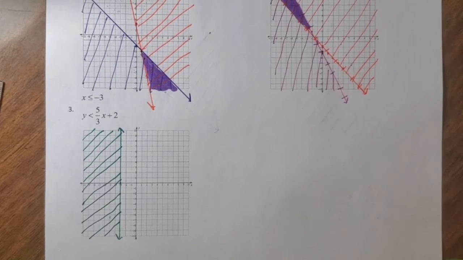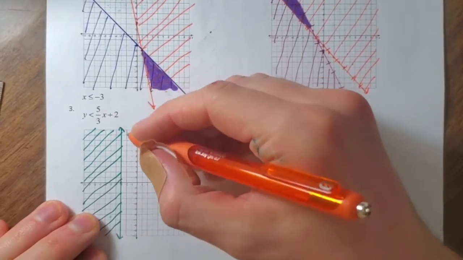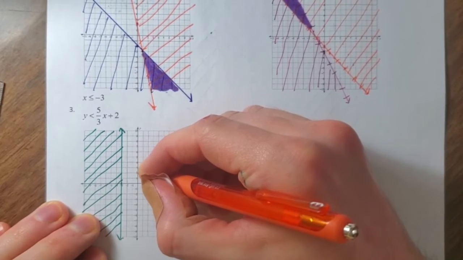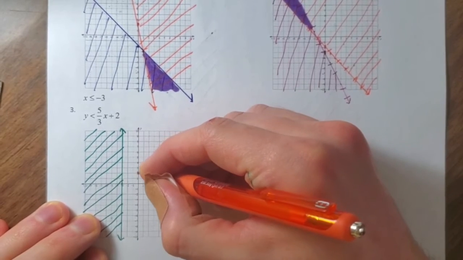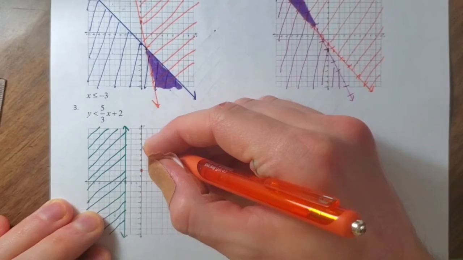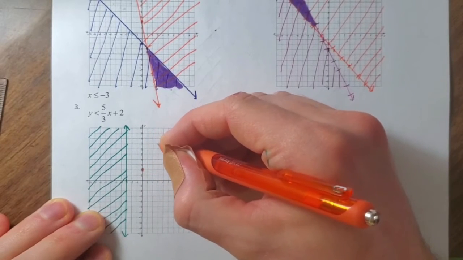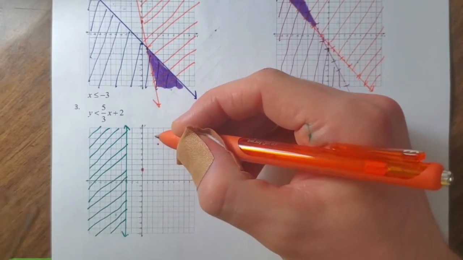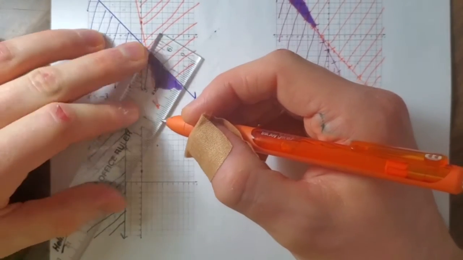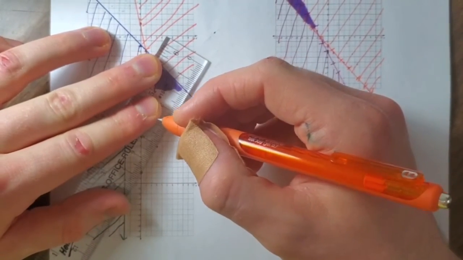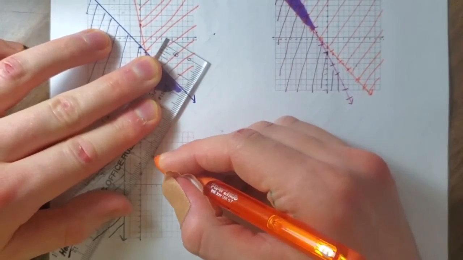Now for our second one, we've got two variables again, so we're just going to graph our line. So we've got our positive 2 for our y-intercept. Now we're going to count up 5 over 3 to get our line here, which, since we have a less than sign, it's going to be another dashed line.